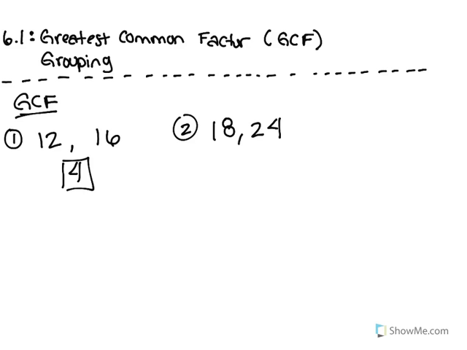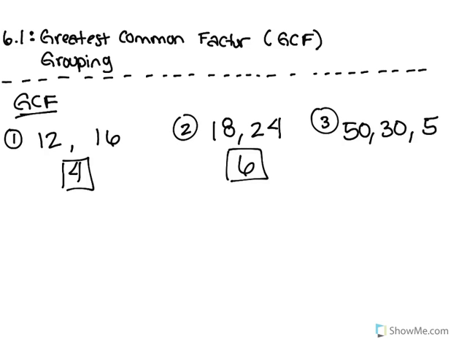What about the numbers 18 and 24? Now, 9 don't go into 24, but I heard somebody say 6. Y'all agree with 6? 6 times 3 makes 18, and 6 times 4 makes 24. 6 would be their GCF. Good. What about the numbers 50, 30, and 5? 5. That was pretty obvious, 5, because I actually gave you the number itself. That's the biggest that they're going to have in common.